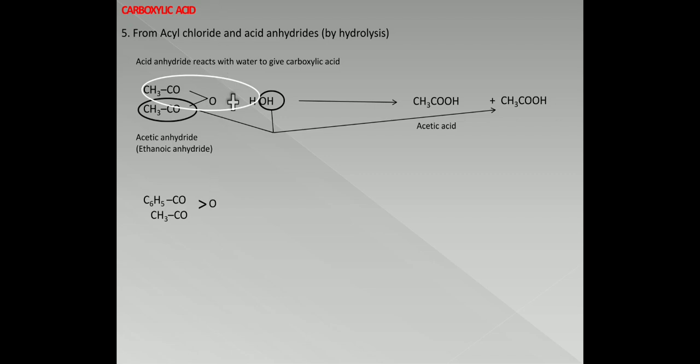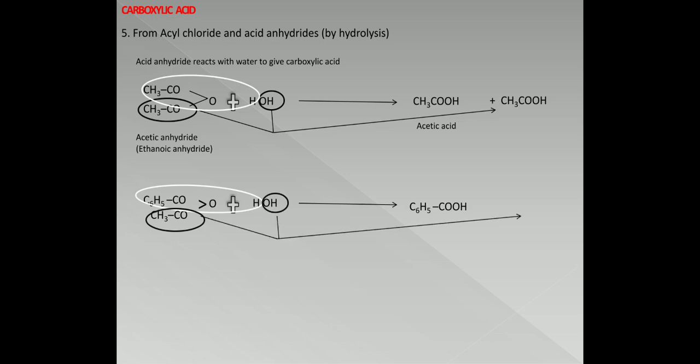phenyl methyl anhydride. When treated with H2O, hydrolysis, it forms 2 different acids, benzoic acid as well as acetic acid. So the product forms according to the reagent's anhydride group.